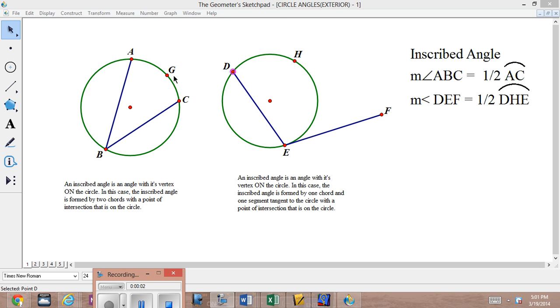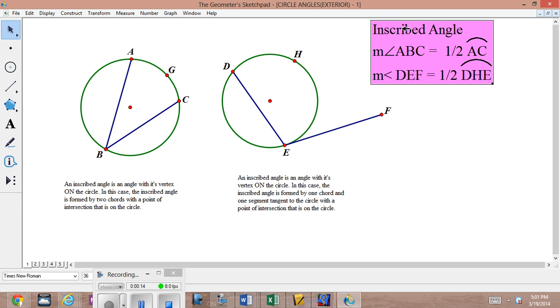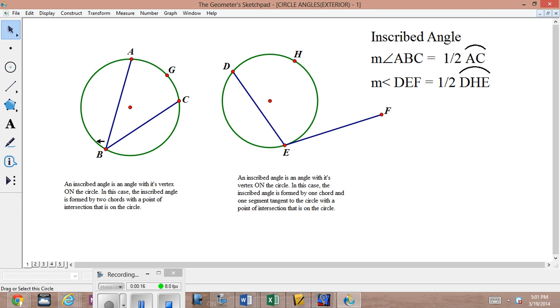Okay, now we're going to talk about the angles of circles: interior, exterior, as well as some inscribed angles. These are inscribed angles that we have right here. Inscribed angles are angles whose vertex lies on the circle. They're formed by two chords. In some cases the chord might be a diameter, or not.